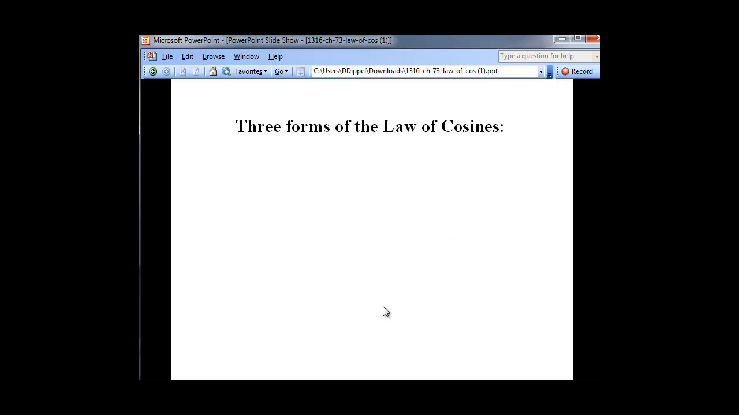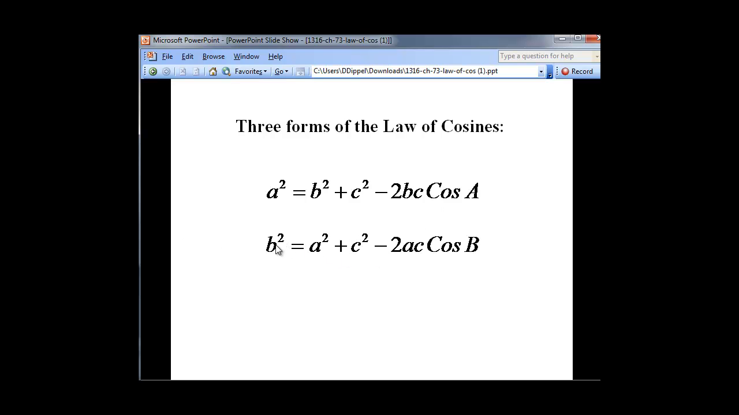Now, there are three forms of the law of cosines. They're similar to the Pythagorean theorem, which is what they come from. a squared is equal to b squared plus c squared, but there's a new component, minus 2bc cosine A. Or you can put the b on the hypotenuse end, if you want to call it that: b squared is equal to a squared plus c squared minus 2ac cosine B. And c squared is a squared plus b squared minus 2ab cosine C. So it's a Pythagorean theorem with a component with a cosine in it.